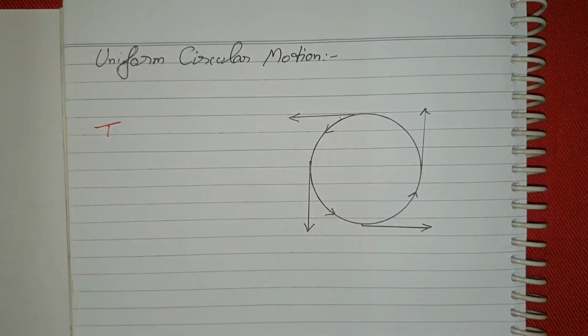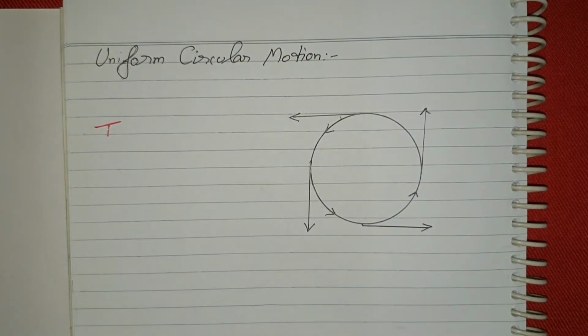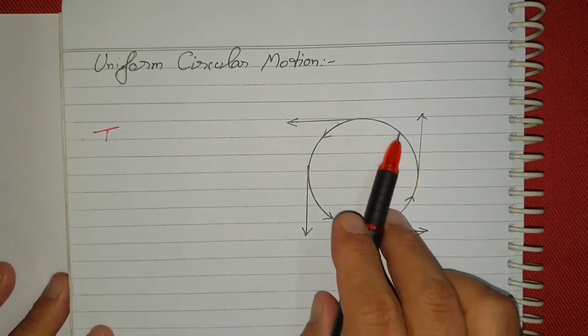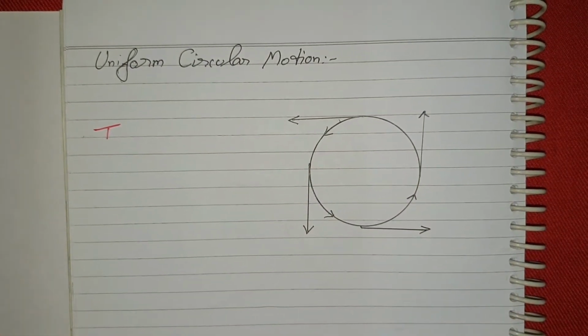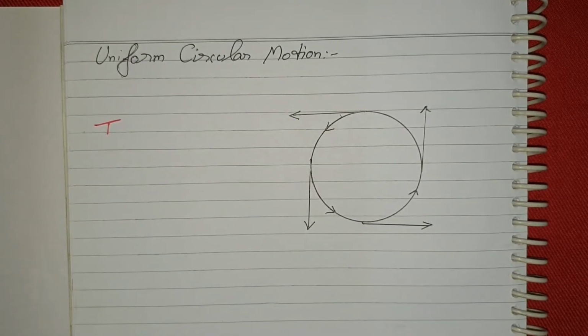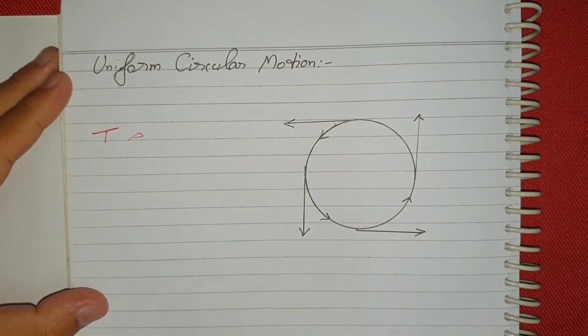What is the time period? The time period is defined as the time taken by the object to complete one revolution. When it completes one revolution on its circular path, this is known as the time period. It is generally denoted by T and is expressed in seconds.